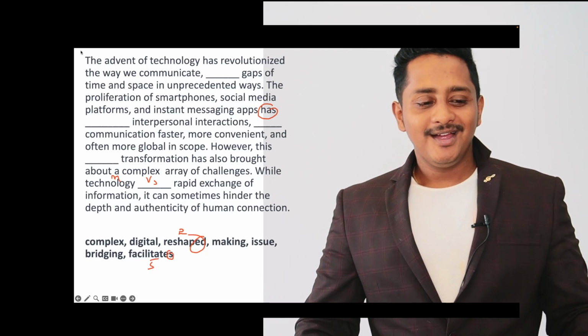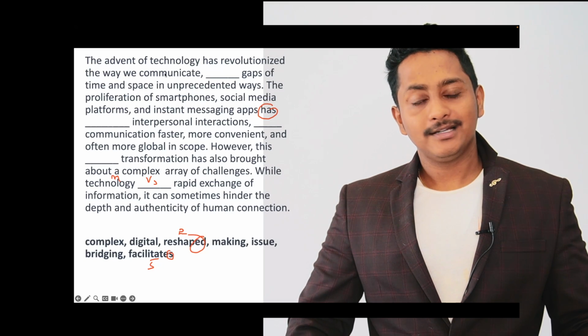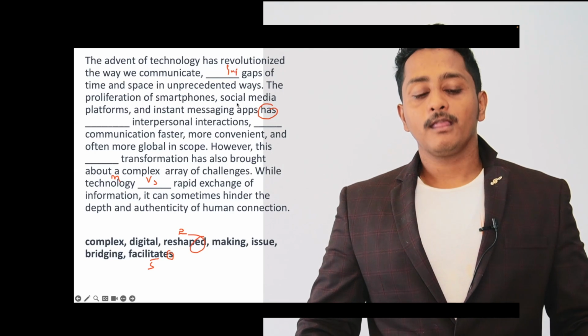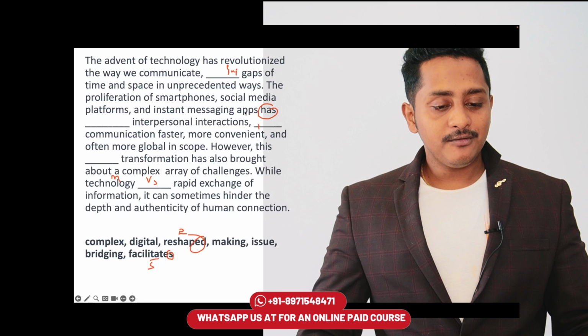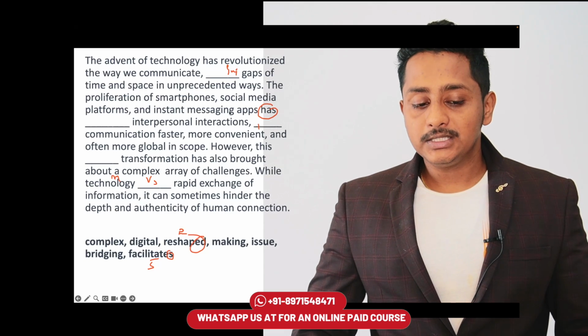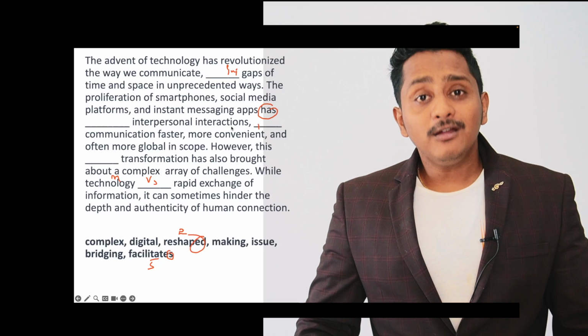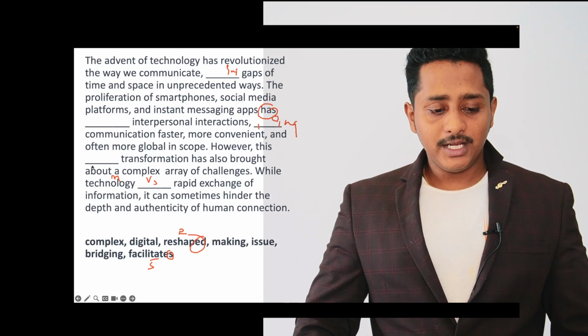Now another 3. The advent of technology has revolutionized the way we communicate. End of a sentence, so I want to continue with ing. Here you come. The proliferation, which means increase, of smartphones, social media platforms, and instant messaging apps has reshaped interpersonal interactions. End of a sentence, ing has to come. A to ing has to come, and we'll go to transformation also.